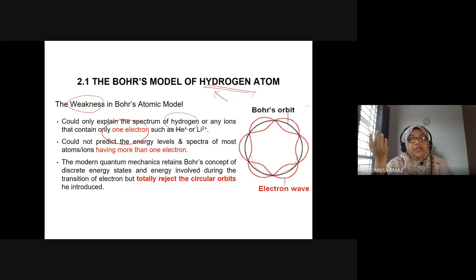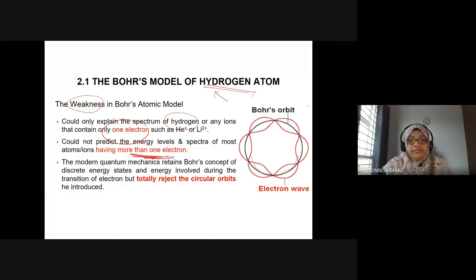So how about others? You have many atoms, right? For example, aluminium has 13 electrons. So how to explain 13 electrons? It can explain only one. Then how does it explain the other 12? That is the weakness of Bohr's atomic model, and it could not predict the energy levels and spectra of most atoms having more than one electron.